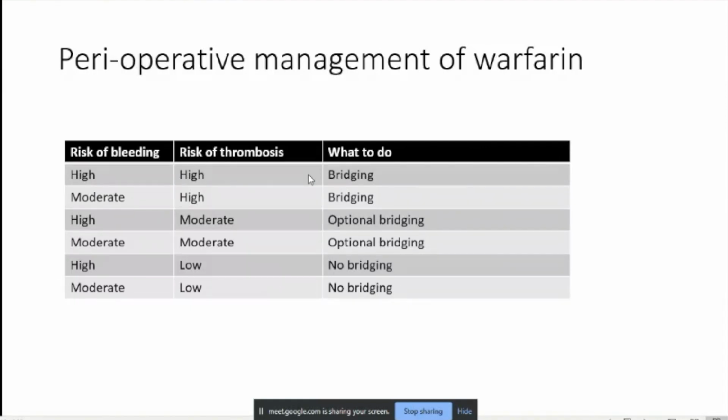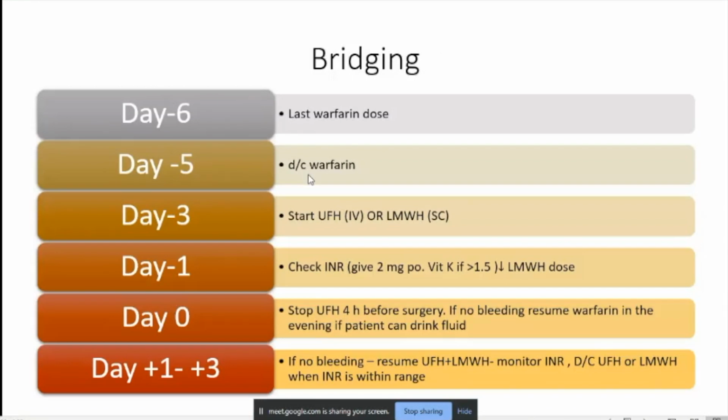In the same situation, regardless of high or moderate risk of bleeding, if the patient's risk of thrombosis is moderate, then the bridging is optional. Either the physician can choose to bridge or not to bridge. If the patient, undergoing a high or moderate risk of bleeding surgery, has a risk of thrombosis that is very low or low, no bridging is required. Okay, are we good? We good. Now, let's see how the bridging is done. It's really important to know this.